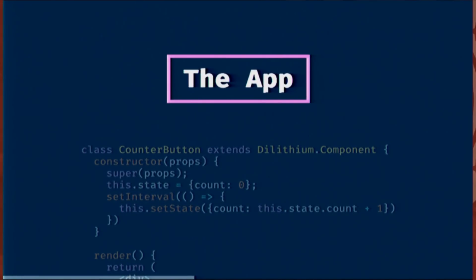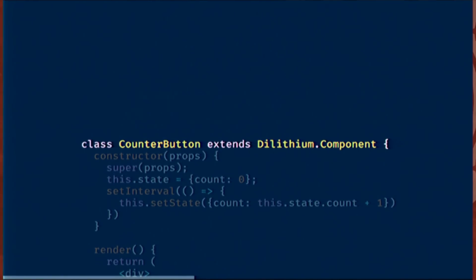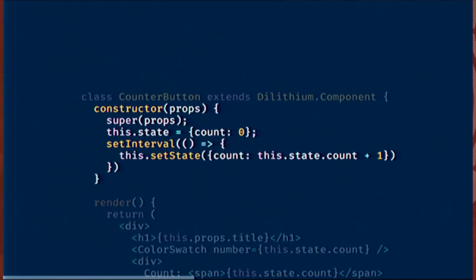So here's the code for that app. It's a counter button. Originally, I was going to make events work. That took way too long. So I kept the name, but for some reason, it's not a button. There's no buttons. So we have our constructor, we pass in props, we call super, we set this.state to our initial state, and then we're just going to update the state super, super often.